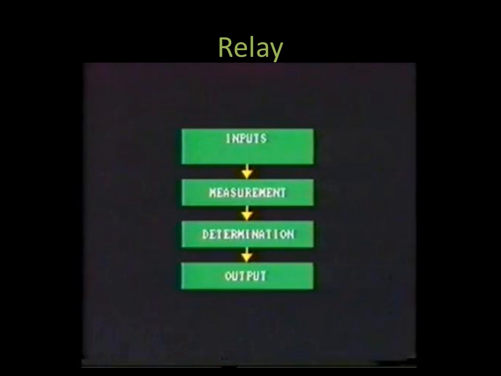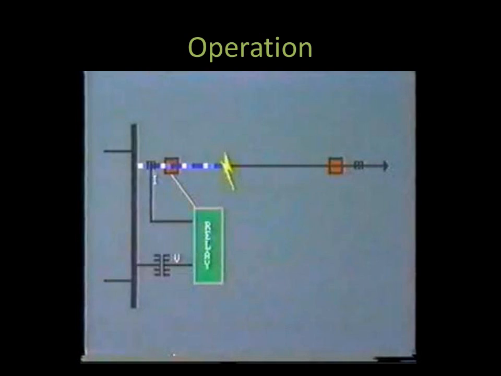This is the basic form in which the relay starts working. It first takes the inputs, measures them, determines whether a fault has occurred or not, and then outputs to the system whether or not to break the circuit. This diagram shows the working operation of the relay.